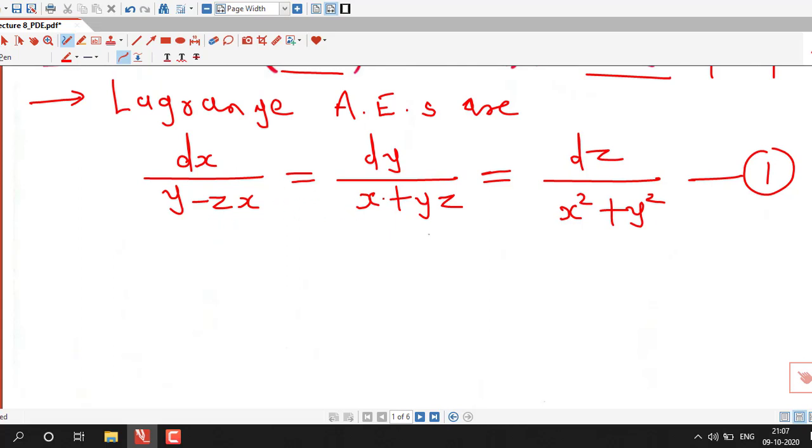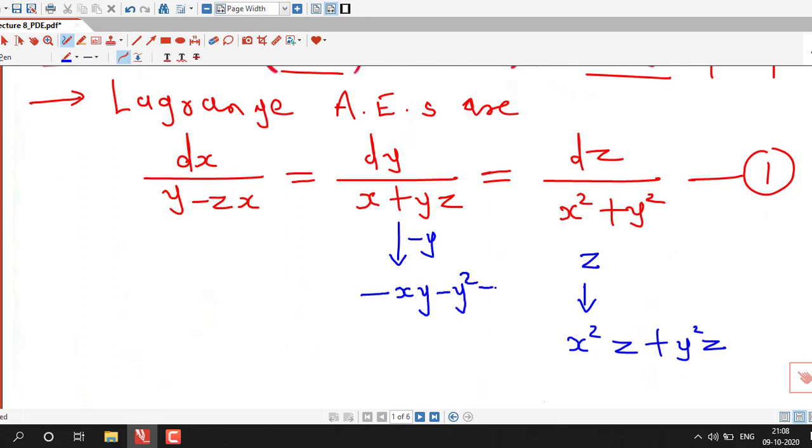If we observe these auxiliary equations, we can see that in the last fraction z is absent. So suppose I multiply the last fraction by z, then I will have x square into z plus y square into z. So we check whether these two terms will cancel out with any other terms or not. Here we have y into z. If I multiply this by minus y, I will obtain minus xy minus y square into z. So this y square into z will cancel out with this. And we still have to cancel these two terms, x square z and minus xy.